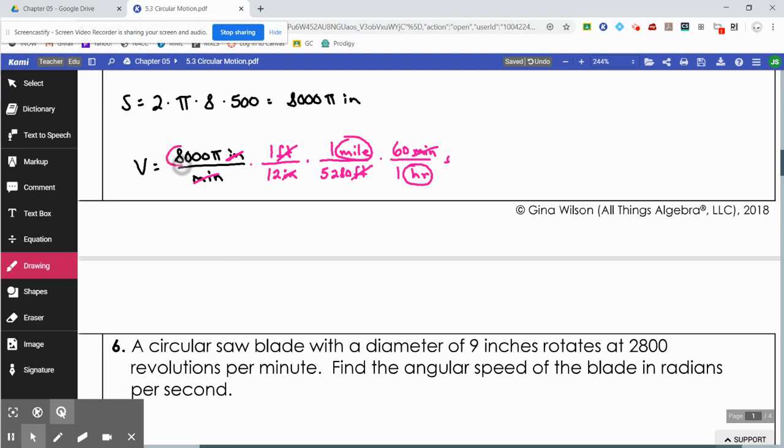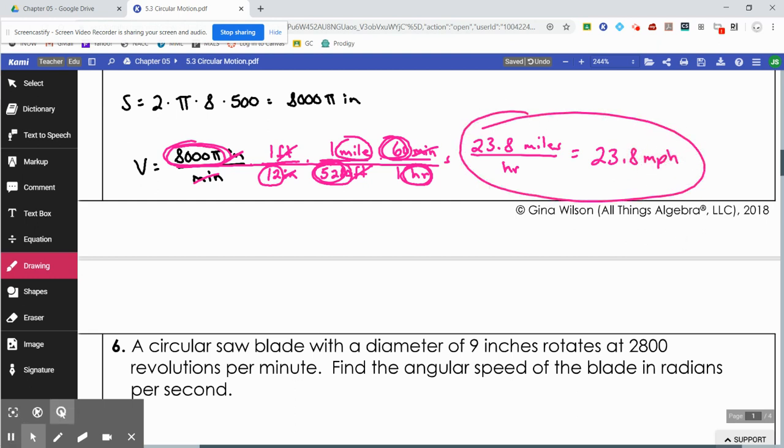So on top, what you're going to do is multiply 8,000 pi times 60. On bottom, you're going to multiply 12 times 5,280. You're going to divide those two answers out, and you're going to be done. Once you do all that work, you're going to get 23.8. Again, the top is in miles. The bottom is in hours. Make sure you multiply this times this, multiply this times this, and divide those two answers because you have the division symbol, and again, you get 23.8 miles per hour, which most of the time we write as 23.8 mph. Either one of those answers is correct.